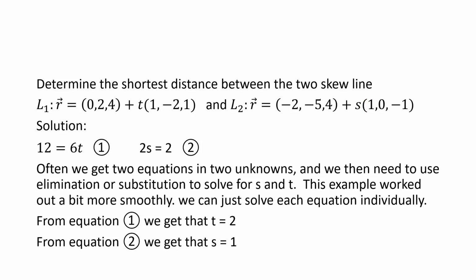Now, like it says here, often in a question like that, we get 2 equations and 2 unknowns, and then we need to use elimination or substitution to solve for s and t. This example worked out a bit more smoothly, and we can just solve each one individually. So, like we said, if 12 equals 6t, t is 2, and if 2s equals 2, s is 1.